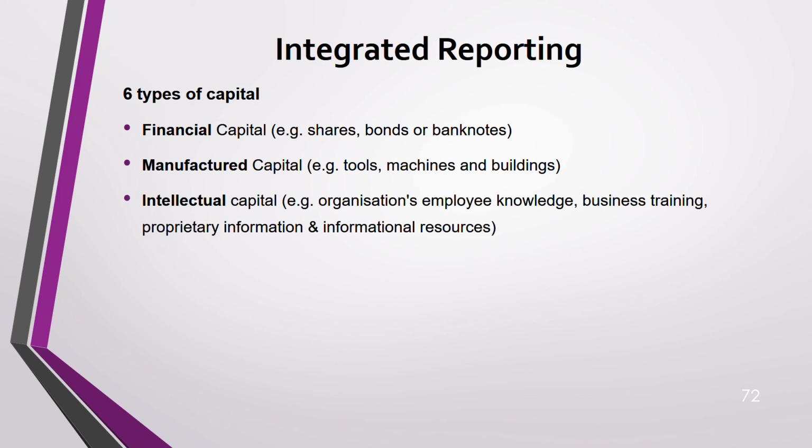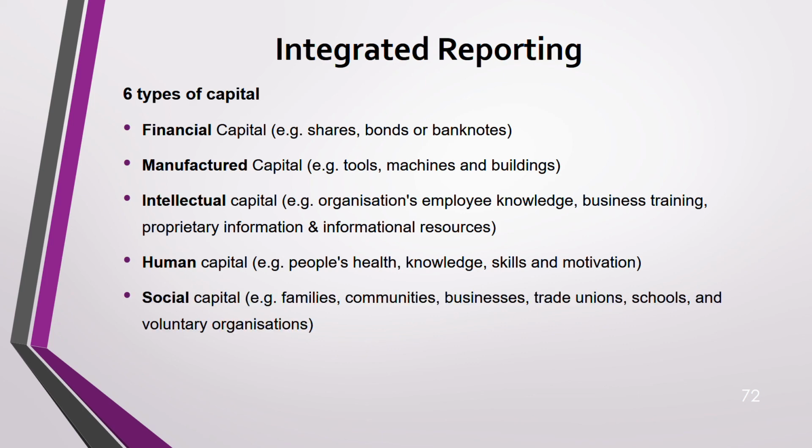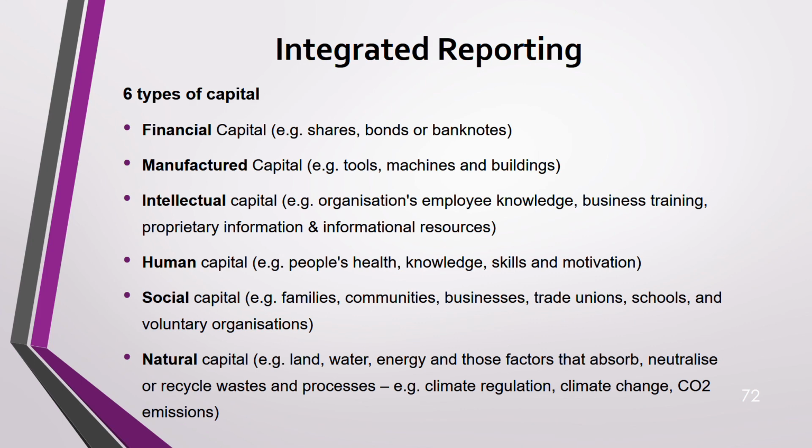Intellectual capital: you use the organization's or the employees' knowledge, their skills, their expertise, their information. Human capital: they have certain skills, certain knowledge, right? Social capital: things like family. Another word for social capital is relational capital. These are the relations that you build up with people through communities, your family, the businesses that you have, the trade unions, the schools, voluntary organizations. And the last, natural capital, is very easy: minerals that you consume, land, water, the energy that you are using.